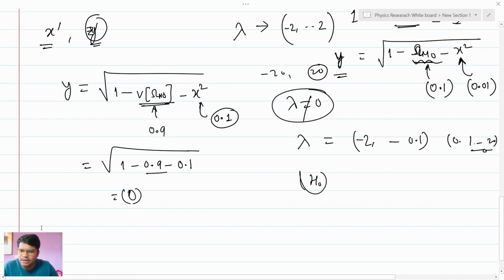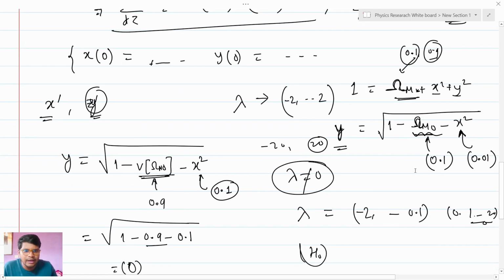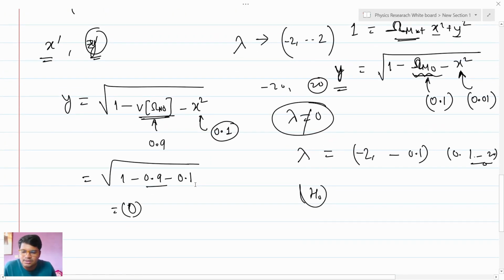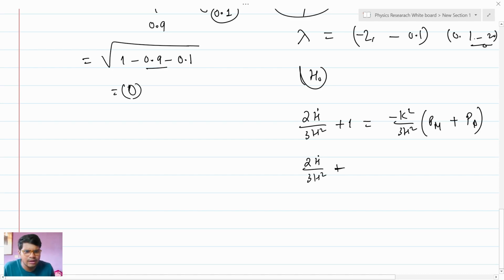So now you may ask that, okay, how will you then get x and y, because x and y are not coming anywhere, because you are using the initial condition y is equal to square root of 1 minus omega m, which you are varying, minus x square. But where is this H0? We can estimate H0 from here, like 2s dot over 3h square plus 1 is equal to minus kappa square over 3h square times pm, which has to be 0, and p of phi, correct? So now 2s dot over 3h square, I can write kappa, it is 0, and p phi is basically minus x square plus y square and minus 1, right?